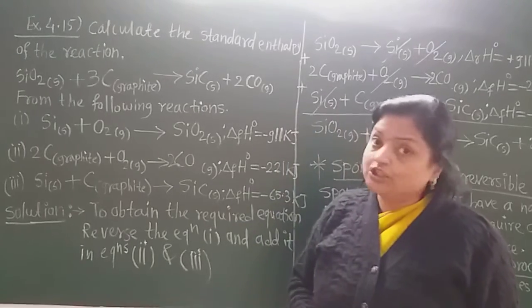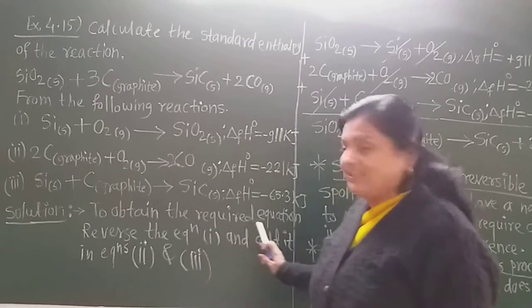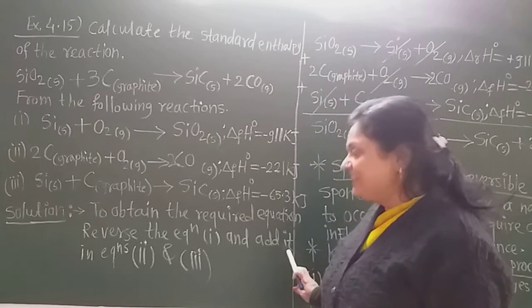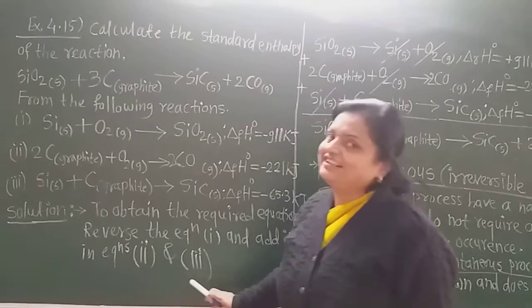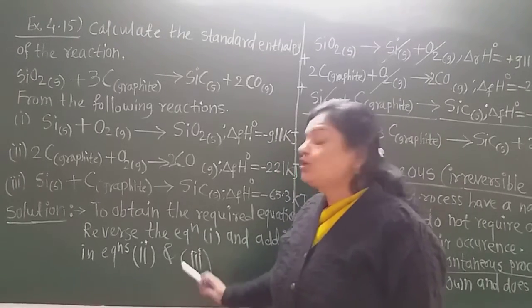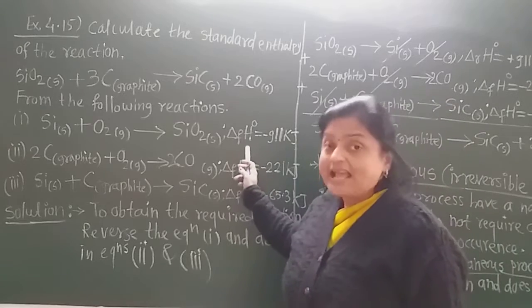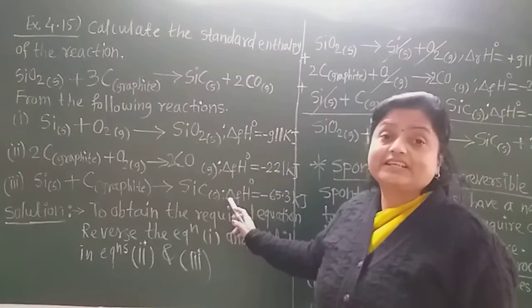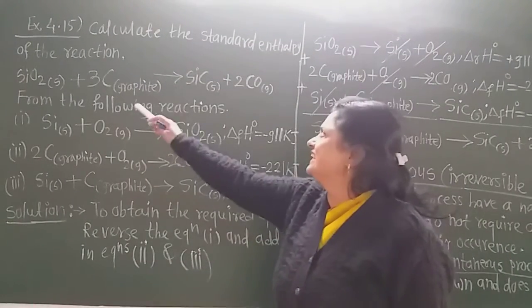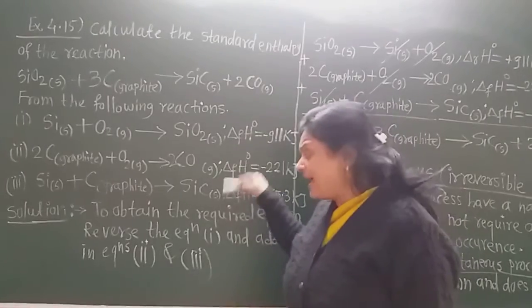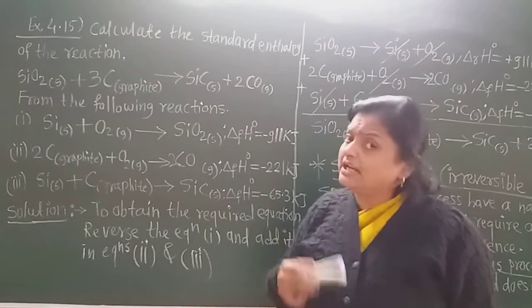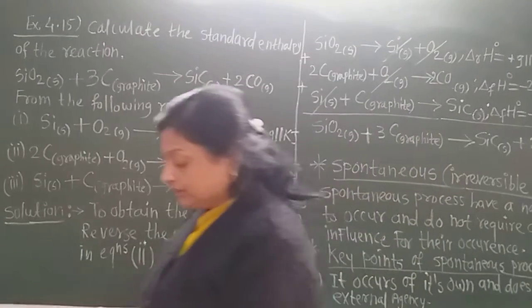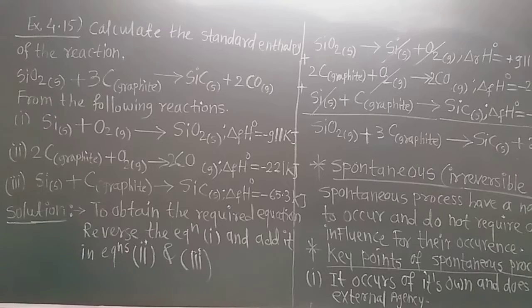So during the solution of such an example, we can write: to obtain the required equation, reverse the first equation and add equations second and third. In this way we reverse the first equation and then add the reversed equation, the second equation and the third equation. Then we obtain the required equation, and after adding the three equations, their enthalpy changes give us the enthalpy change of this reaction. Now see on the blackboard how I add those equations.